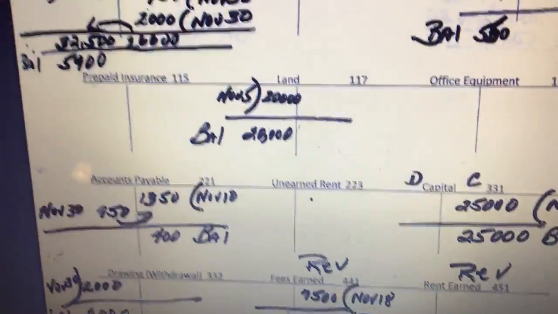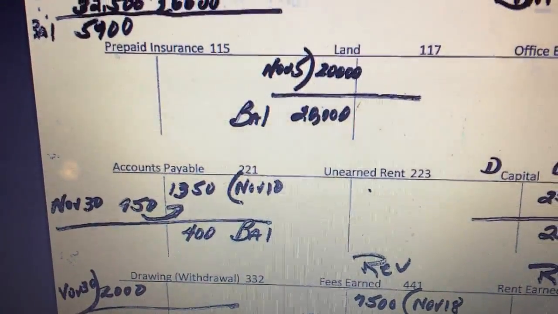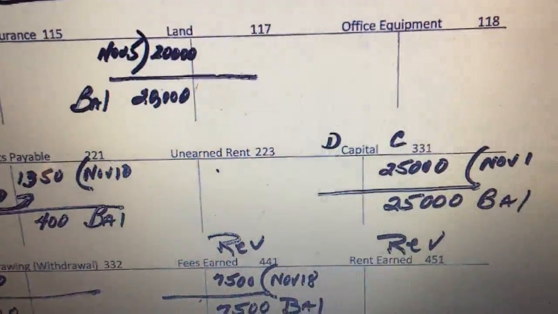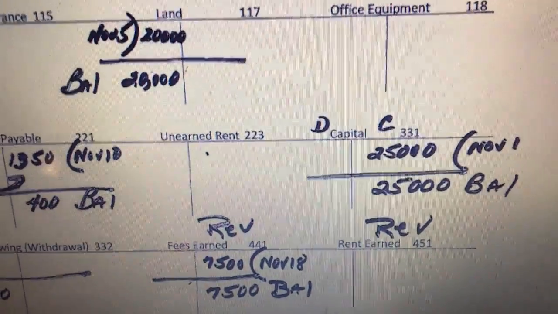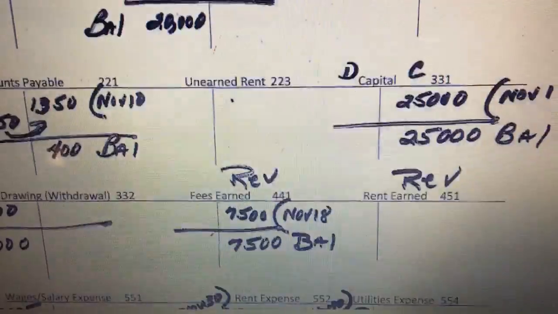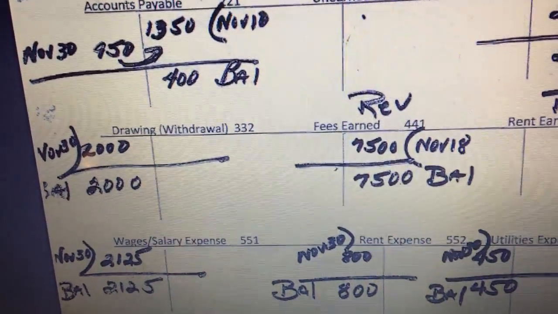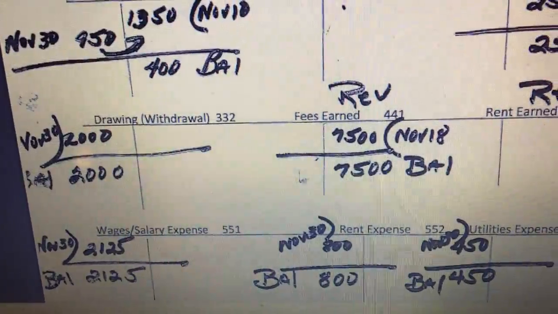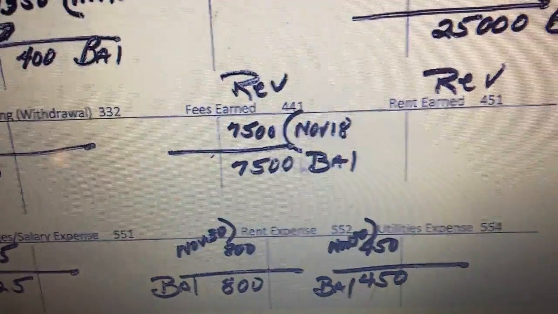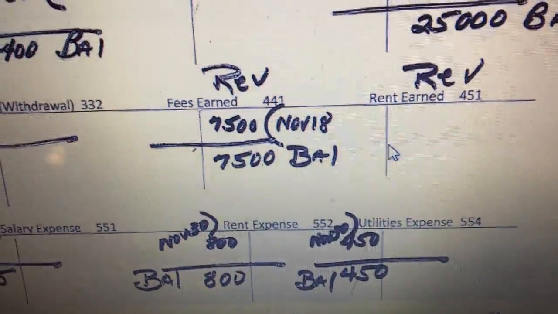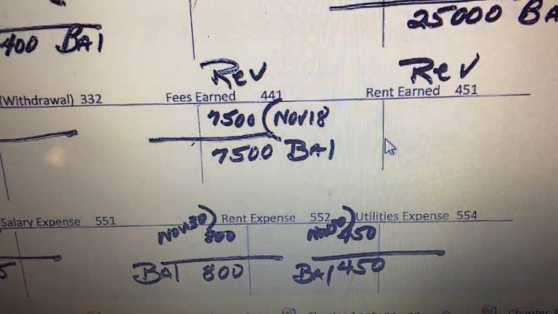Let's come on down. Accounts payable's a liability, we leave that. We leave this one called unearned rent. Now the capital account, we will work with that in a few minutes, but we're still not to the first revenue. We'll close withdrawals in a few minutes, but here's revenue, 441. Now for your homework, you'll have 2. You have fees earned and rent earned, so you can make one journal entry for that.